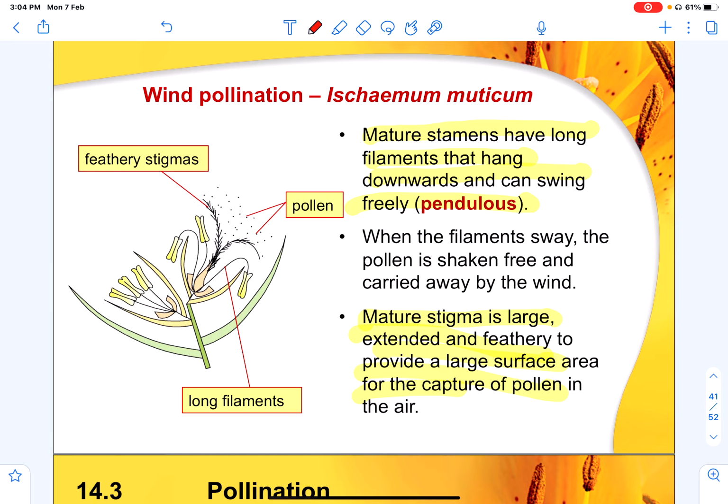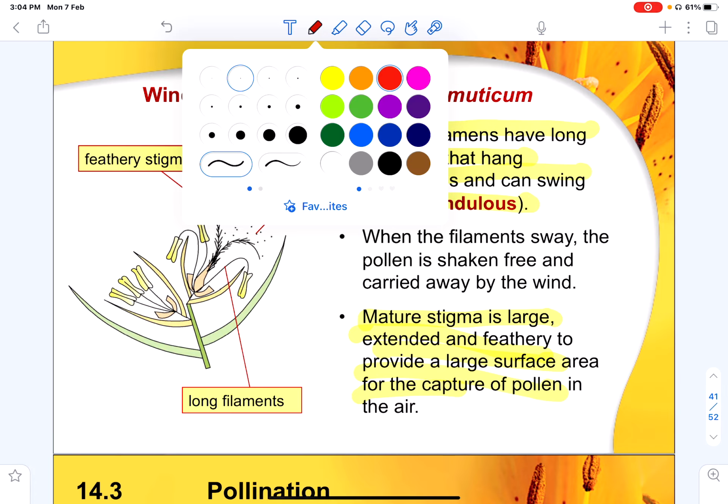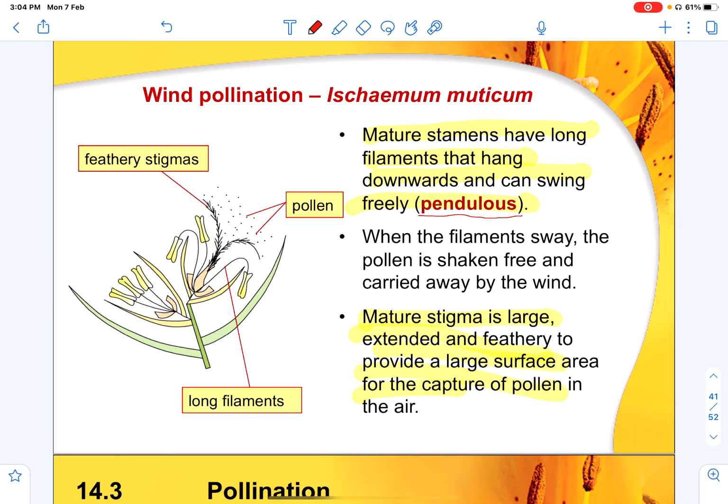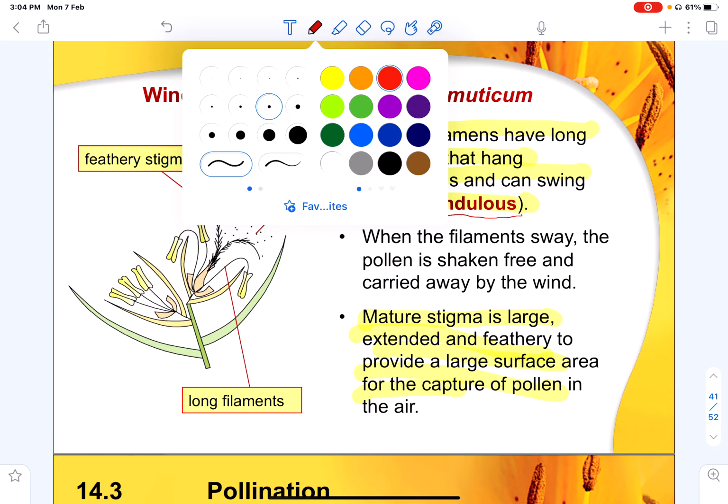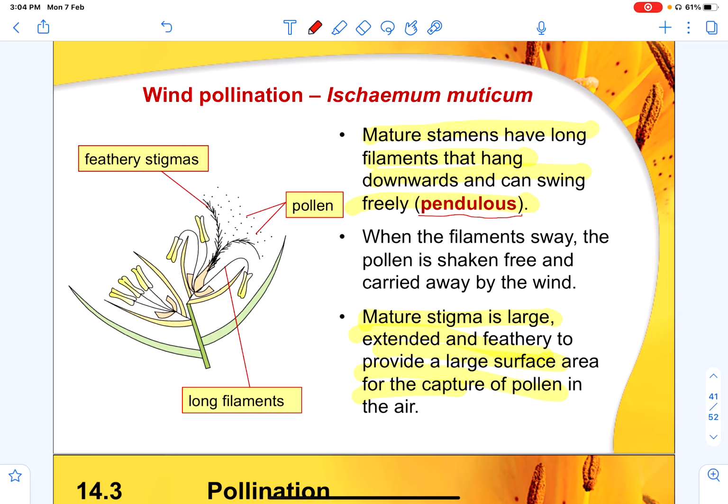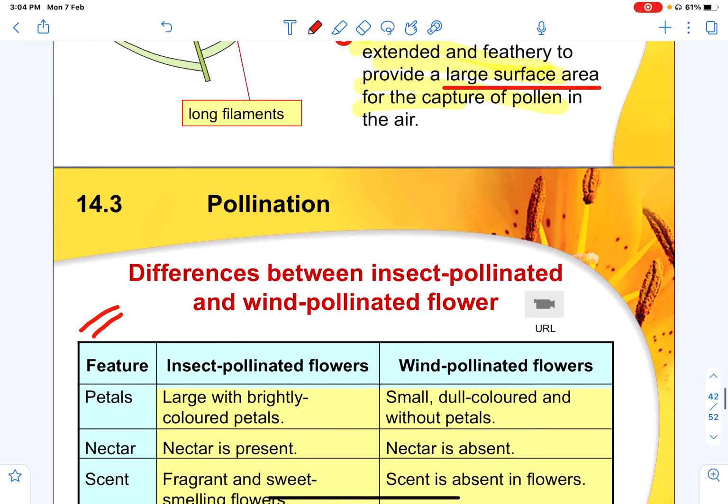So for mature stamens, they have long filaments that hang downwards and they can swing pendulously freely. So this is what we call pendulous. Pendulous is more like a pendulum where you can swing left to right, something of that nature. And when the filaments sway, the pollen is then shaken free and carried away by the wind. Mature stigma is also large, extended and feathery to provide a large surface area in order to capture any pollen grain that is available in the air. So these are the two main things that you can use in terms of structure for wind pollinated flower.